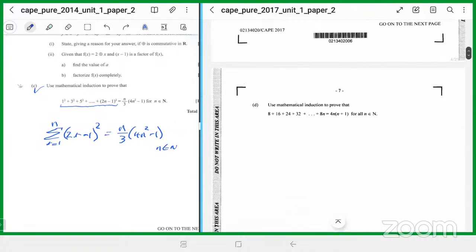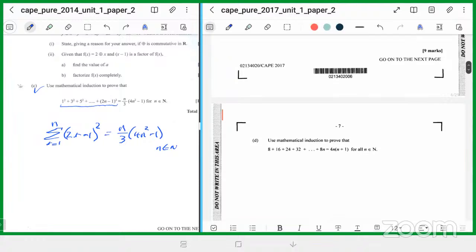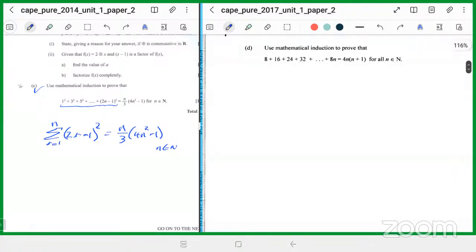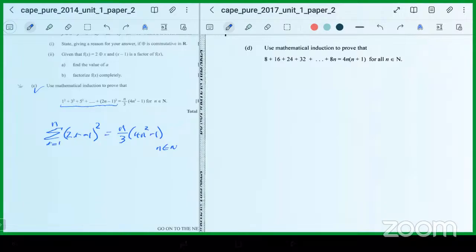This is it? This is the question? This one, right? Yes, that's another summation type. This one is far easier than the one that we just did. And this one we can write on the paper, so we can use the whole screen now.